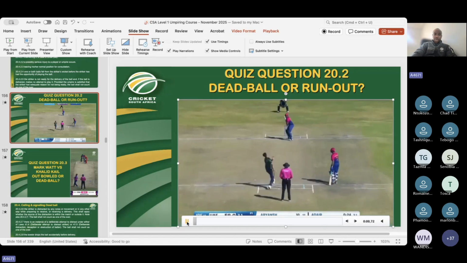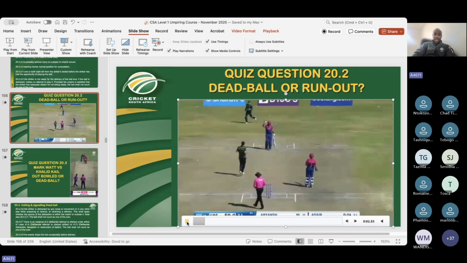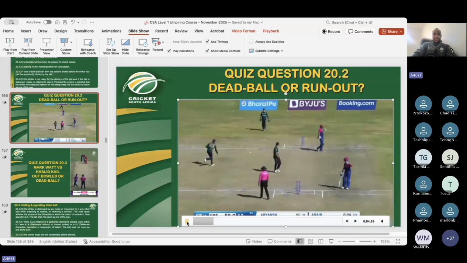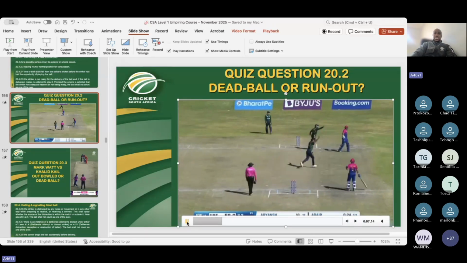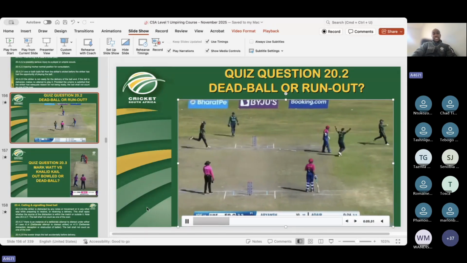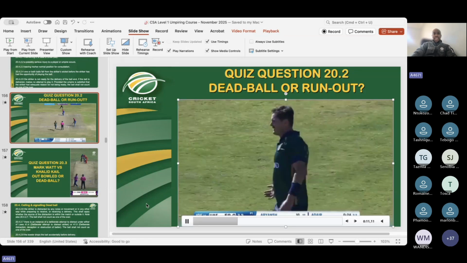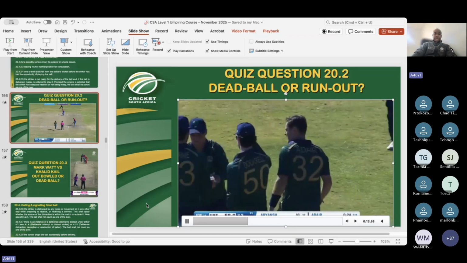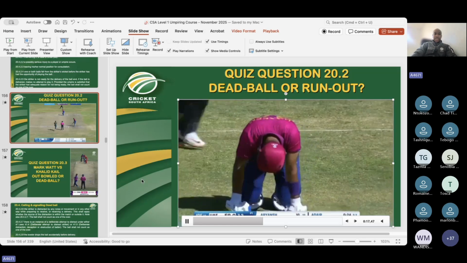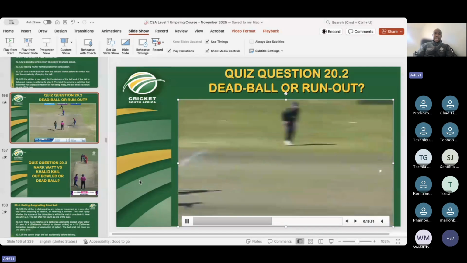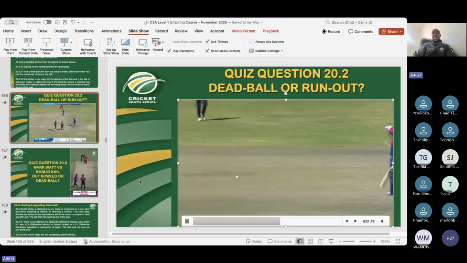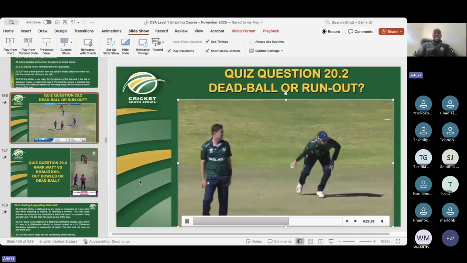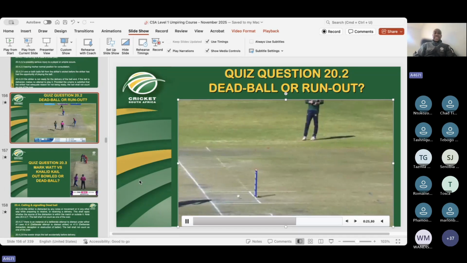Bowler bowls a ball, hits the right glove. Batter signals to the physio, asking for attention. He's outside of his crease when the cover fielder comes in, throws the ball, and the wickets are put down with the striker outside of his crease. So now we need to consider, is this a serious injury?